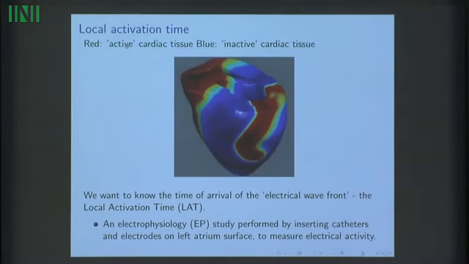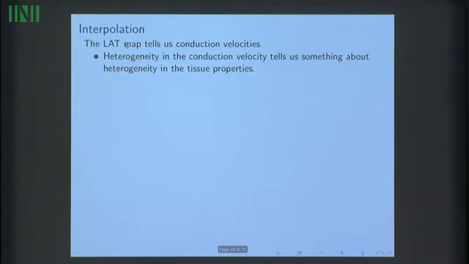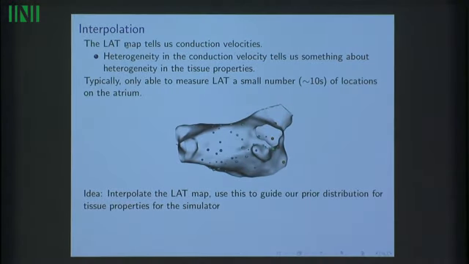So, activation: we've got waves of electrical activation, the colours here, as they spread through the surface of the heart. Typically, these are measured in electrophysiology studies where they put a load of cathodes on the surface of the heart and measure electrical activation at different locations, but typically at a small, finite number of locations. So what we want to do is interpolate this LAT map, our estimate of the local activation at each point, to get a picture of what happens as the activation spreads through the entire heart.